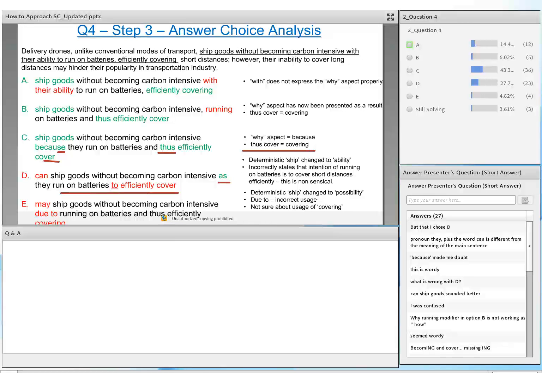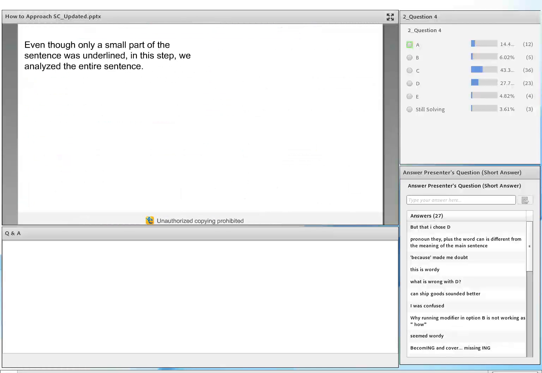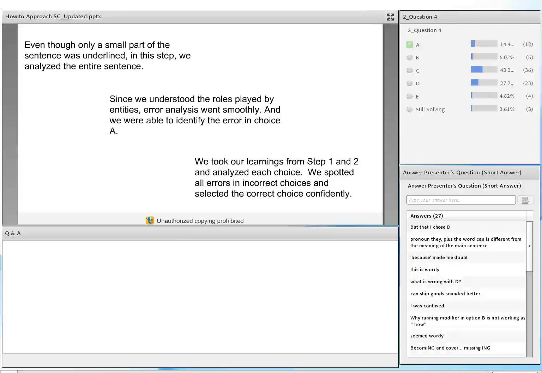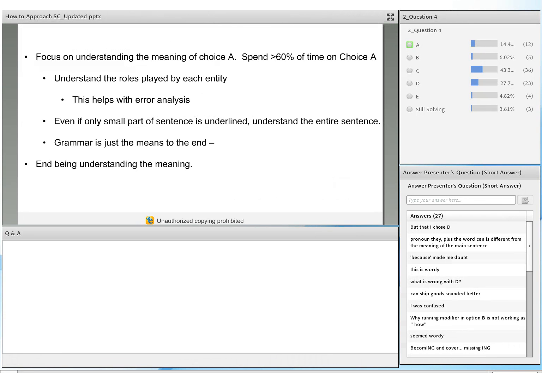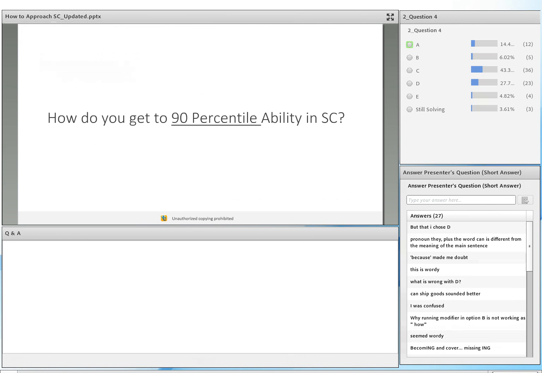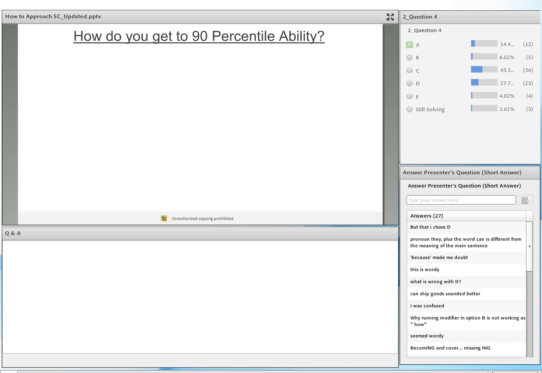My straightforward statement is, you cannot get to that 90 percentile in SC without mastering the meaning-based approach. So the right question to ask is, how can I master this? How can I get to the understanding of meaning in the right amount of time? That's the right question to ask. So how do you get to 90 percentile ability?